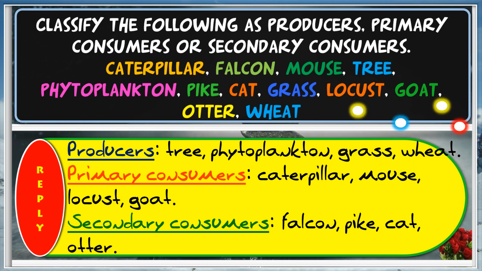Producers are tree, phytoplankton, grass, wheat. Primary consumers: caterpillar, mouse, locust, goat. Secondary consumers: falcon, pike, cat, otter.